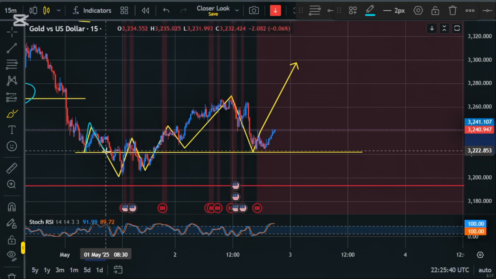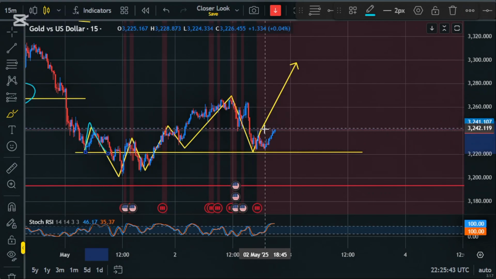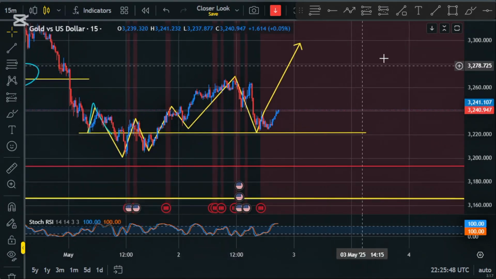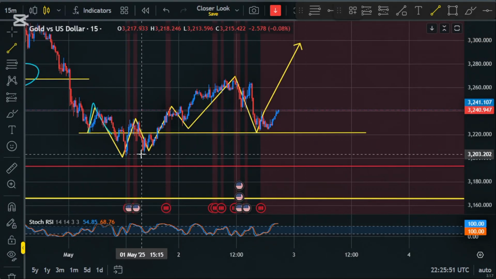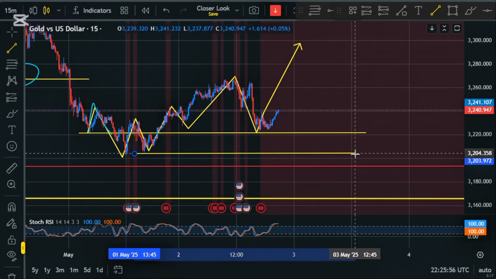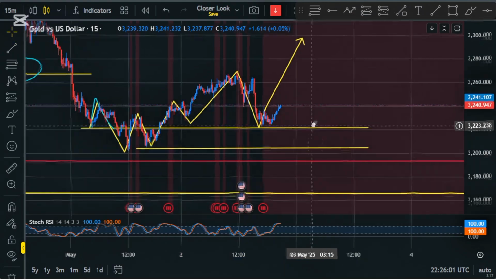The reason is because this was where we had our inducement, and as a rule of thumb, I always want to put my entry exactly where we have our inducement. Then my protected low will be after the structural liquidity.